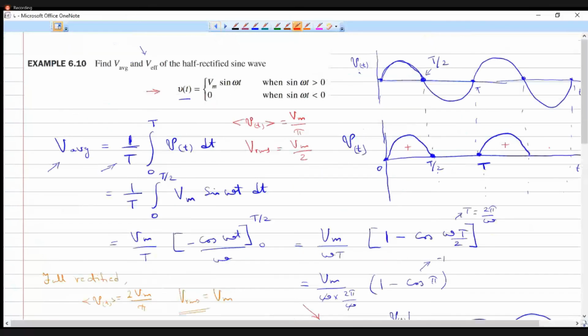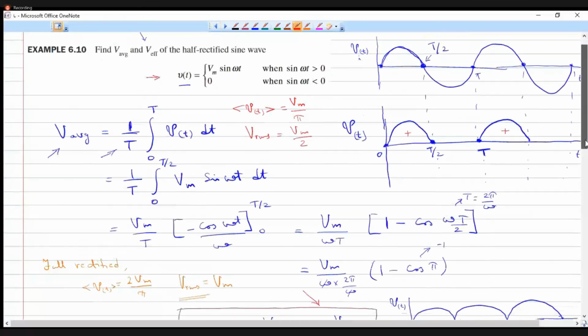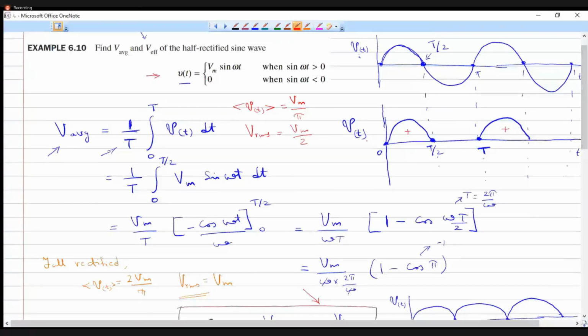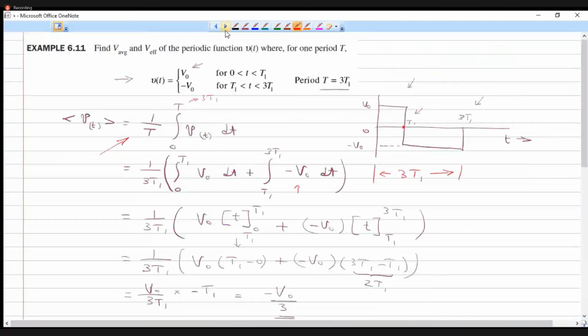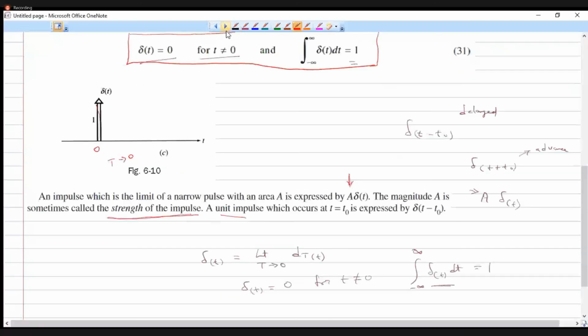This is the question I am mentioning. It is the same question, but the only difference is that instead of the wave going from 0 to T/2, it is shown oscillating from minus T/4 to T/4. That's the only thing, but the result will be the same. I will show you that if you take the intervals correctly, it will give the same result.